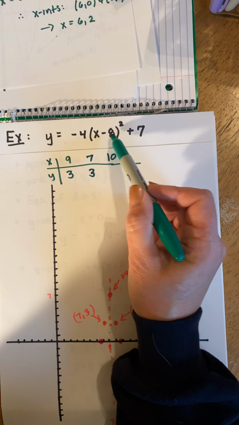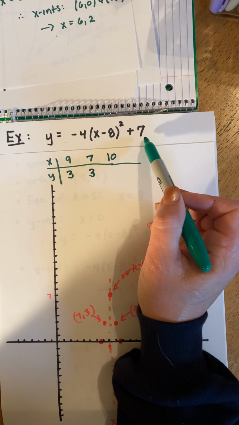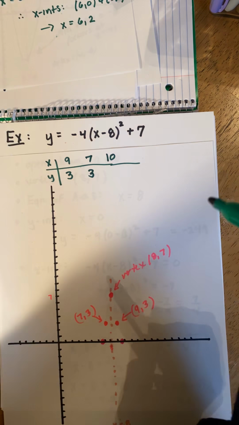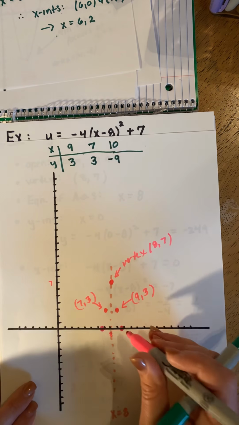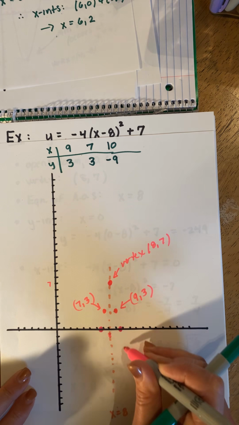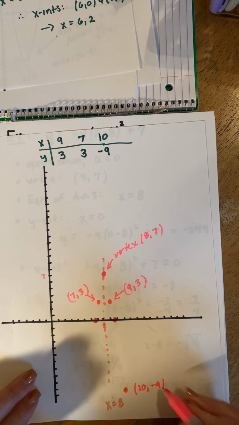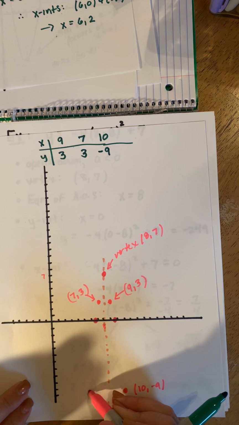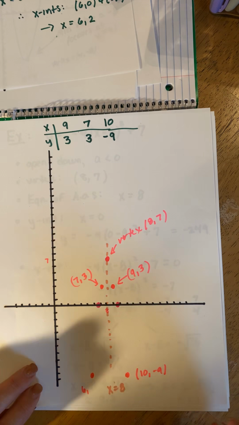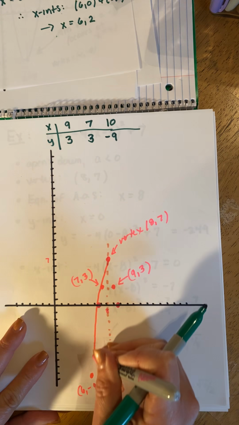So if I put in 10, I get 2 squared, which is 4, times negative 4, which is negative 16. Plus 7 would be negative 9. So assuming I did that correctly, at 10 I'm going to be way down here at negative 9. So that's 2 units to the right of the axis of symmetry. So if I go 2 units to the left, I'm going to be at 6, negative 9. And there we go. We have 5 nice points to plot.